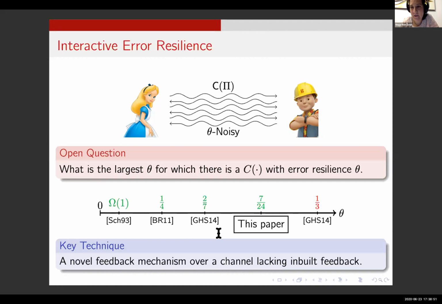Another question from Josh Cook. Does this hold also for quantum protocols? I do not even know what quantum protocols are. I'm sorry, I cannot answer that. I think this scheme is complicated enough, so adding quantum would make it even more so.